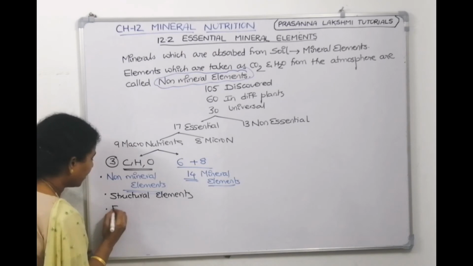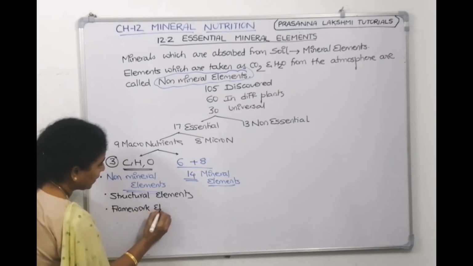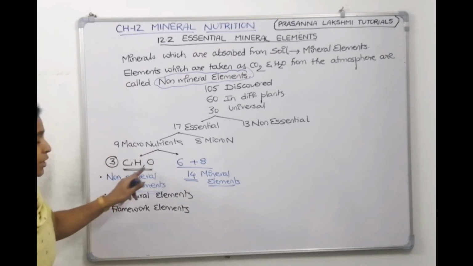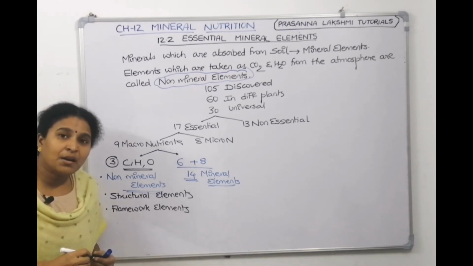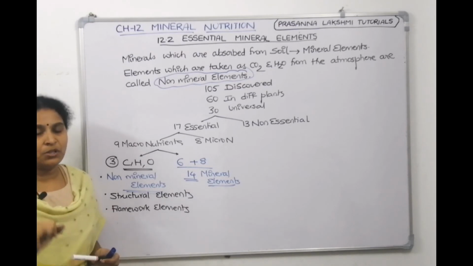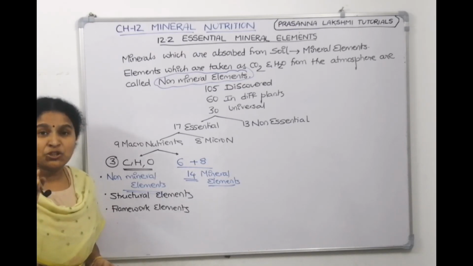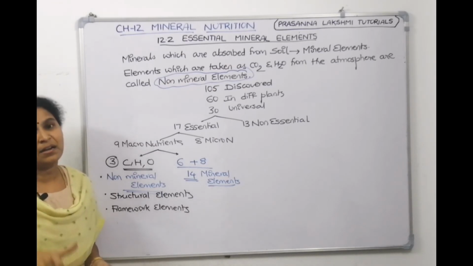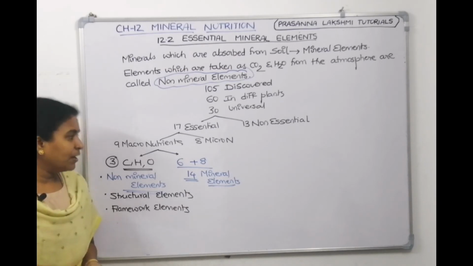They are called framework elements also. What are the names we told? We are telling these CHO, they are called non-mineral elements. Why are they called non-mineral elements? Because they are not absorbed from the soil, they are absorbed from the atmosphere. Why are you calling them structural elements? Because they make structural compounds of the plant and they give the framework for the plant. They make the backbone of the plant. That's why they are called framework elements.